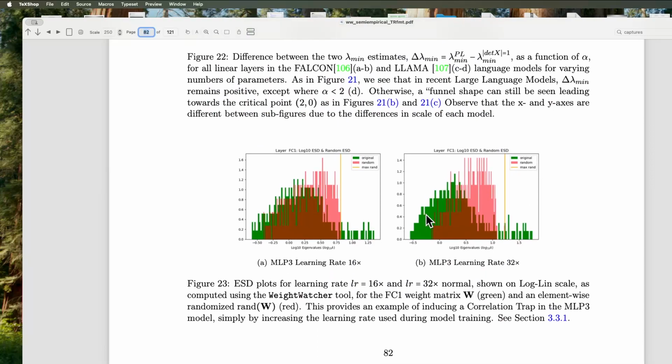Here it is. As you increase the learning rate, the Weight Watcher will produce this plot for you. It compares the weight matrix to its randomized form. The red is the prediction from random matrix theory if the layer were random, and green is what you get in reality. And what happens is, as you jump from 16 to 32, you overfit the data.